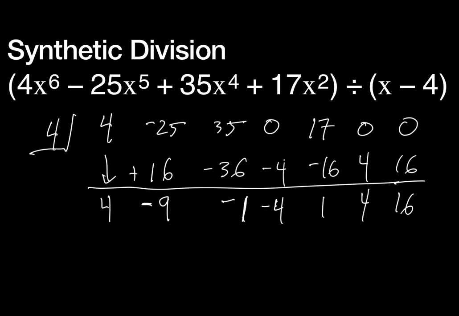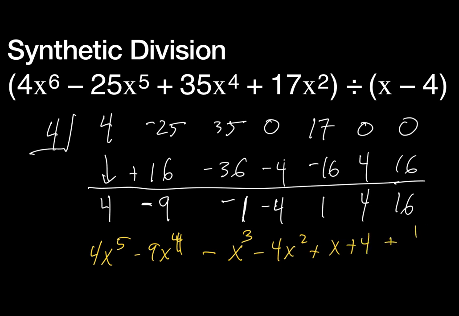So here's what it means then. I started with x to the 6th, so my first term will be 4x to the 5th. How do I know that? Well, this was 6th. That's just to the 1 power. So it's going to be 1 less power when I divide. Negative 9x to the 4th. Minus x to the 3rd. Minus 4x squared plus x plus 4 plus 16 over x minus 4. That was my remainder. That is synthetic division.